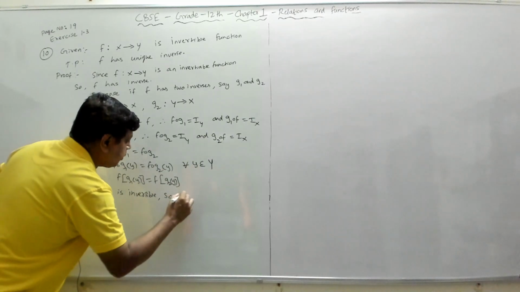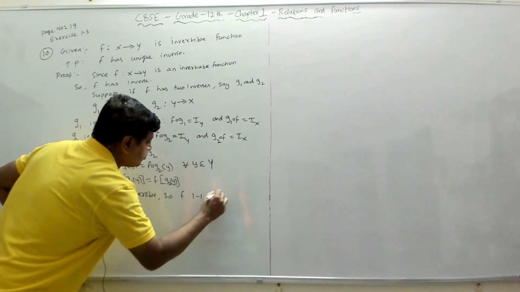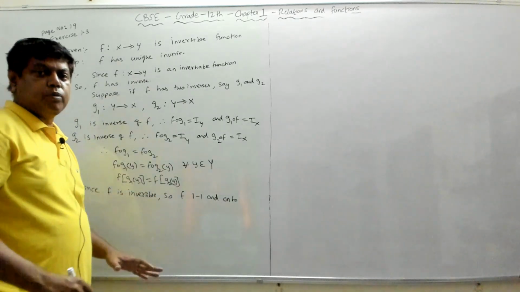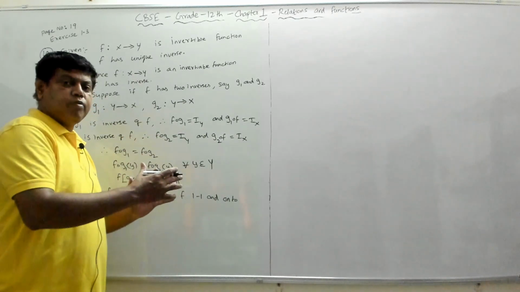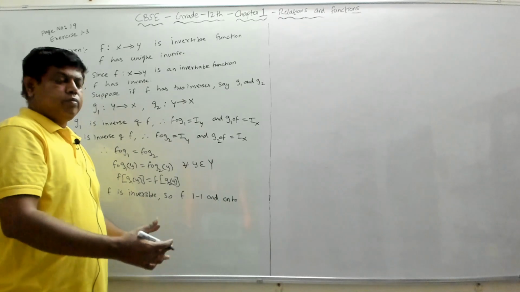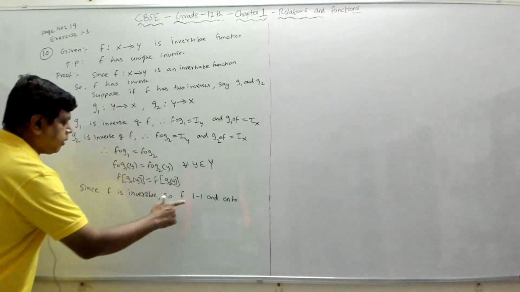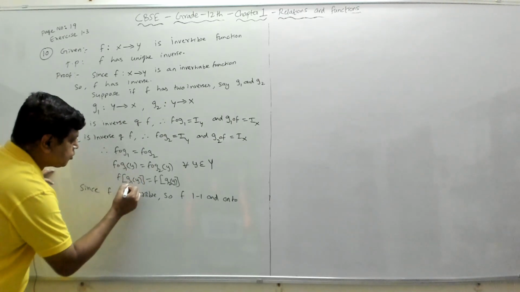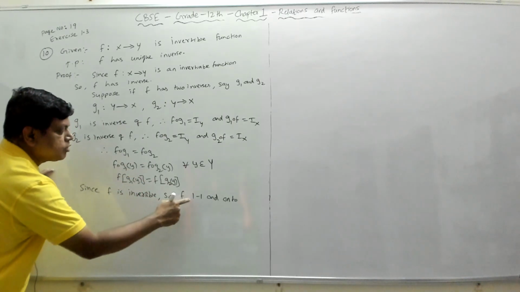f is 1 to 1 and onto. f is a 1 to 1 function and onto function, because f is invertible. We know that any invertible function is 1 to 1 and onto. So which means f is 1 to 1. So then we can say, you take this as x1, f of x1 equal to f of x2, and f is 1 to 1.